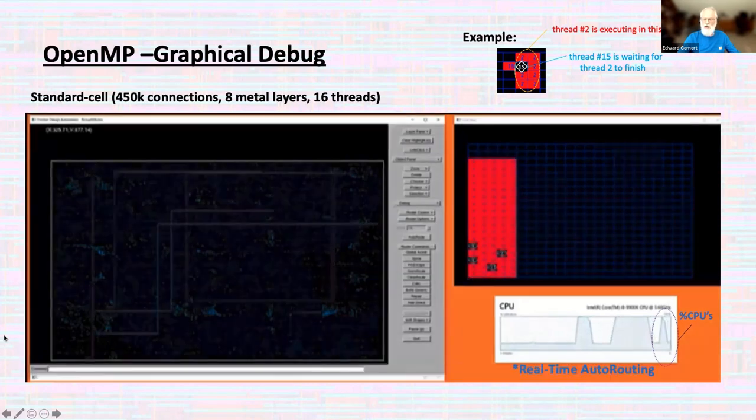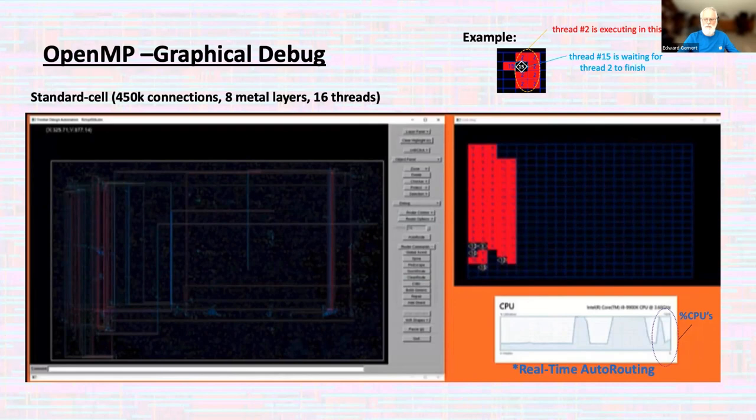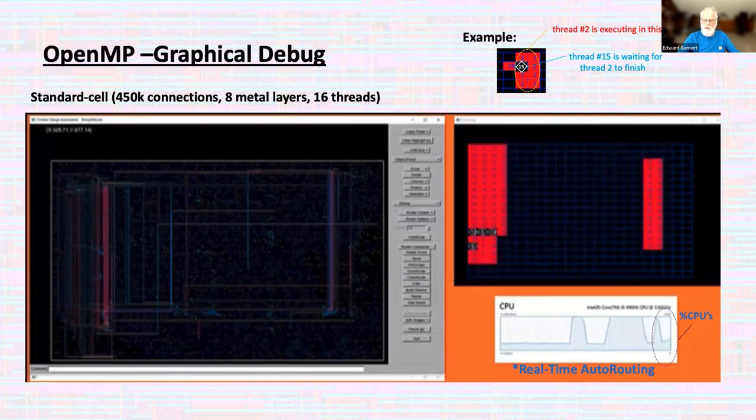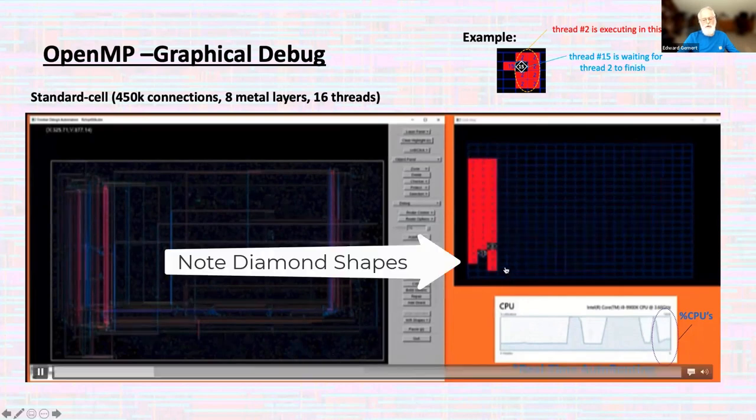Okay, so the router is routing. Oh, it is very blurry. So there's actually some thread numbers within the boxes. And I guess the important thing to see is the white diamonds. That's where an area is locked.